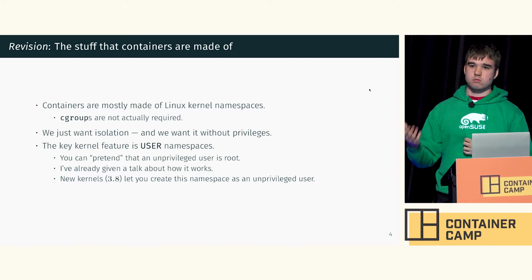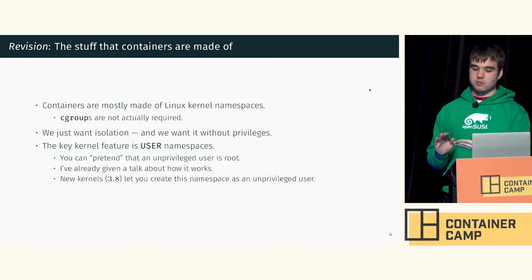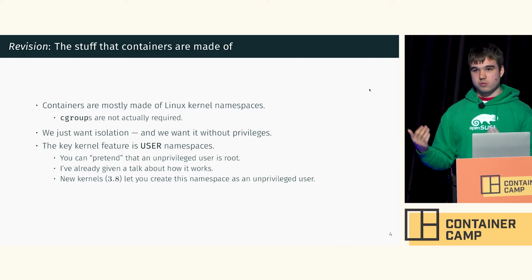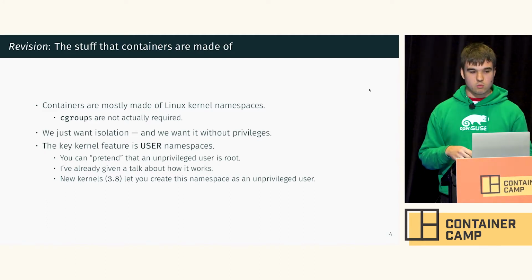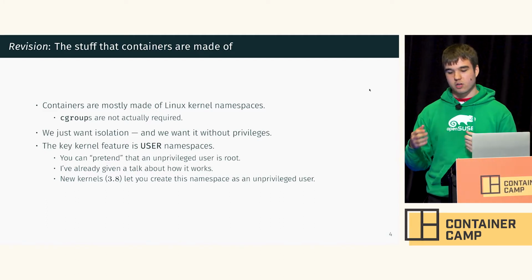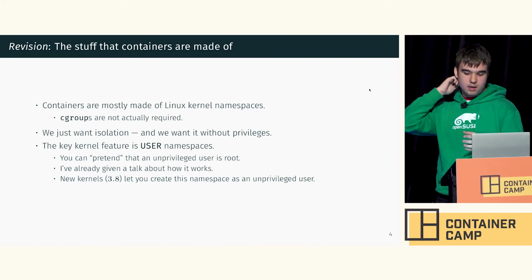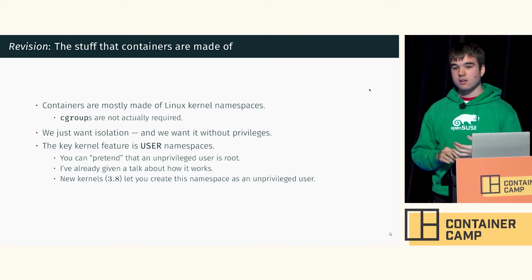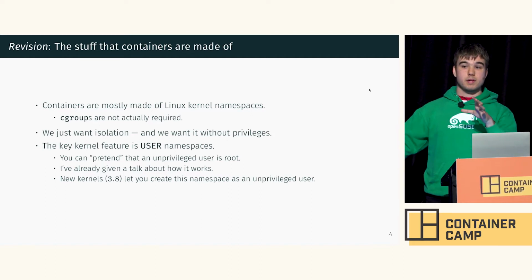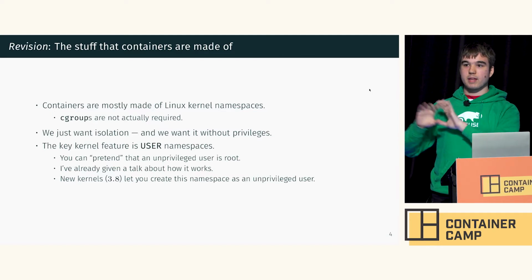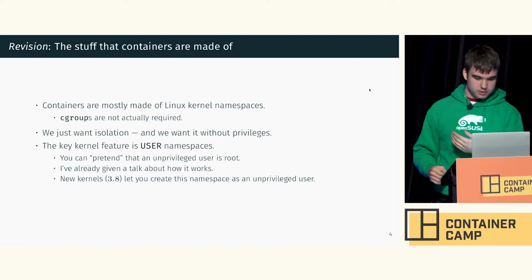And there's actually a very, very cool kernel feature. It's called user namespaces. And it's a very specific namespace in that it allows you to pretend that an unprivileged user is root, or that an unprivileged user has privileges. I've already given a talk about how this all works and how it all operates. And I'm not going to go through that again. You can look it up. But the very, very short gist is that on newer kernels, you can actually create this particular namespace as an unprivileged user, and then you can create all other namespaces inside that namespace, and then you can manage these namespaces, and that allows you to set up a containerized environment without actually requiring privileges in the first place.